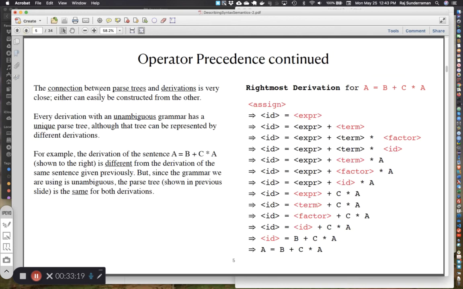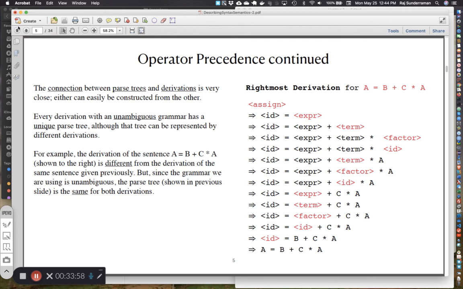So those points are summarized here on the left. The connection between parse trees and derivations is very close. Either can be constructed from the other. Every derivation with an unambiguous grammar has a unique parse tree, although the tree can be represented by different derivations, like in this example. For example, here a equals b plus c times a is shown to the right with a different derivation compared to the leftmost one we saw earlier. But since the grammar we are using is unambiguous, the parse tree shown in the previous slide is the same for both these derivations. You should verify that. I think that completes this example.